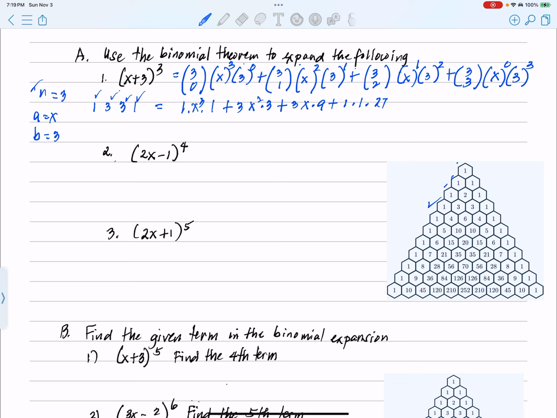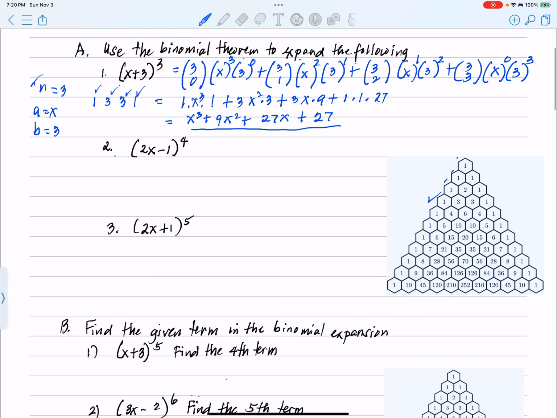So let's simplify. x cubed, 3 times 3, that's 9x squared. 3 times 9, that's 27x. 1 times 1 times 27. This is the expanded form of x plus 3 to the third power. See? You don't need so many stuff doing the factorials each time. Okay, let's have number 2.